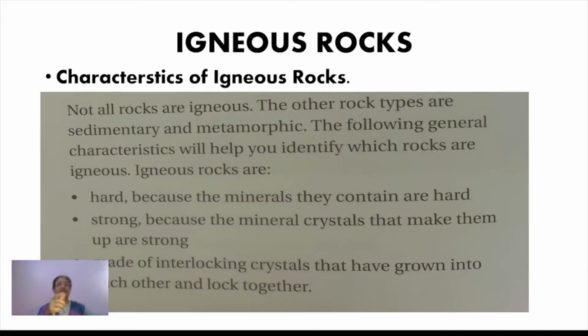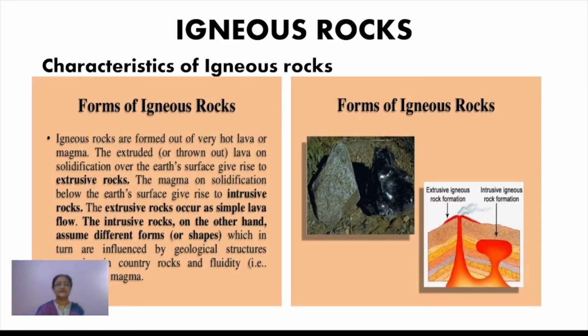Now let's talk about the characteristics of igneous rocks. When we say igneous rocks, what are the main features? Basically, these rocks are very hard. They are very hard, resistant and very strong. They are made up of interlocking crystals that have grown into each other and lock together, resulting in a very hard and compact rock. So igneous rock has this feature.